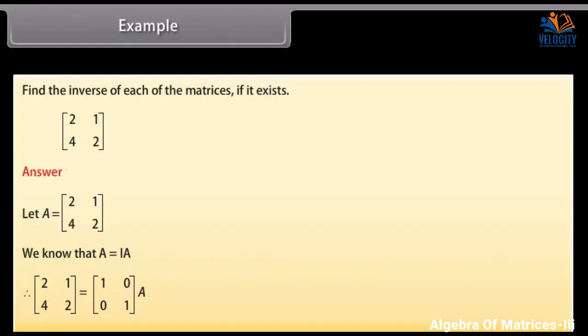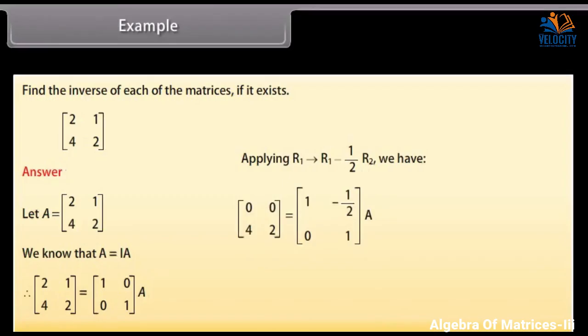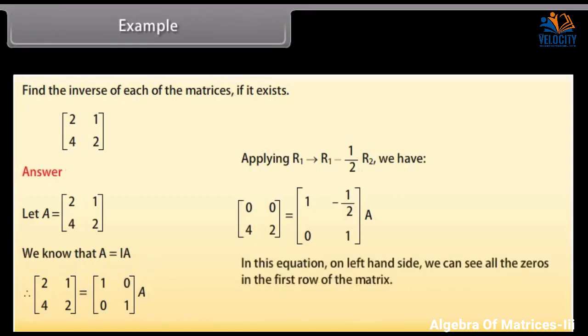Therefore, row-wise first row 2, 1, second row 4, 2 is equal to row-wise first row 1, 0, second row 0, 1 into A. Applying R1 changes to R1 minus 1 by 2 of R2, we have matrix row-wise first row 0, 0, second row 4, 2 is equal to row-wise first row 1, minus 1 by 2, second row 0, 1 into A. In this equation, on the left hand side, we can see all zeros in the first row of the matrix. Therefore, A inverse does not exist.